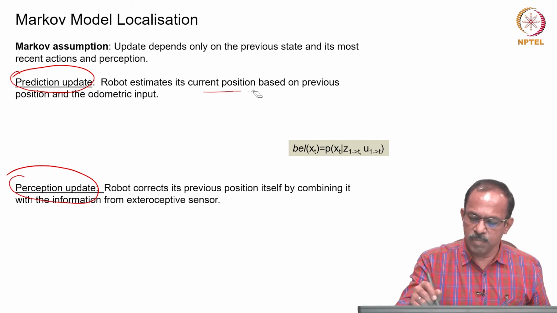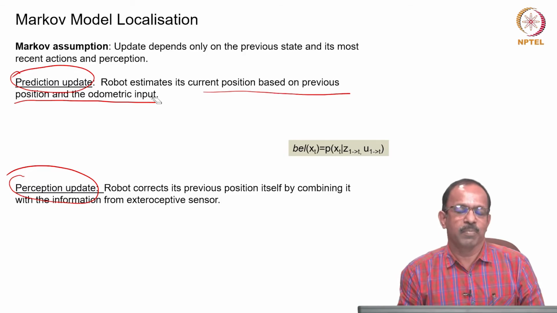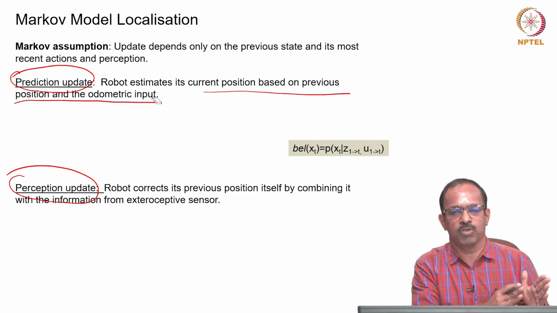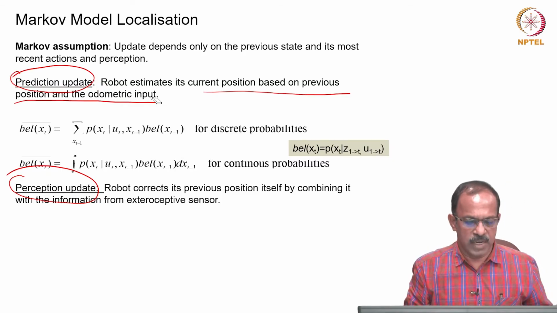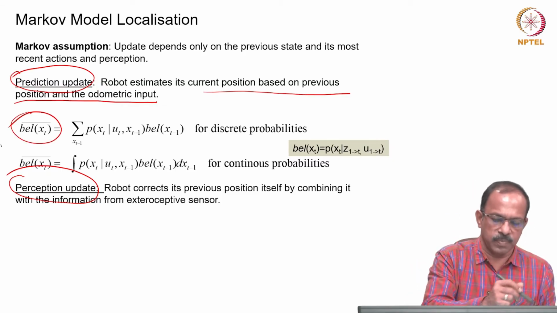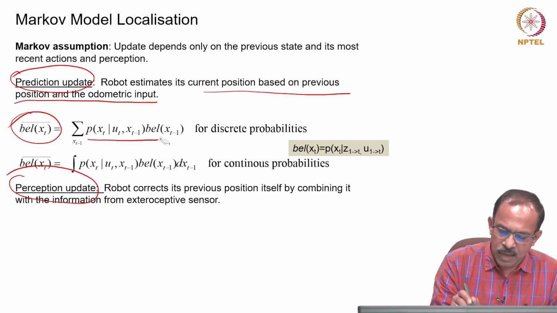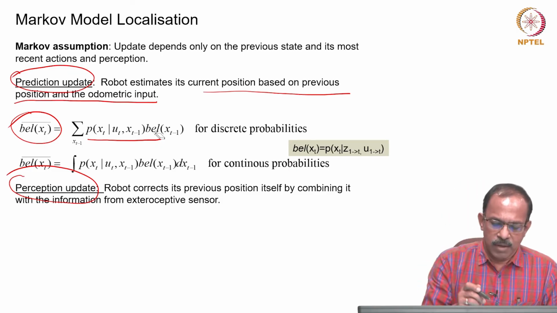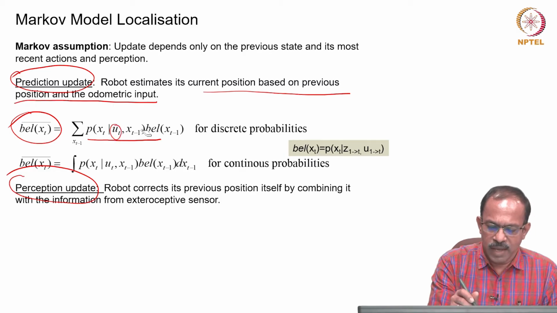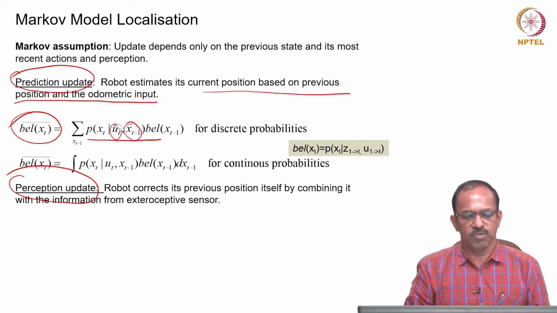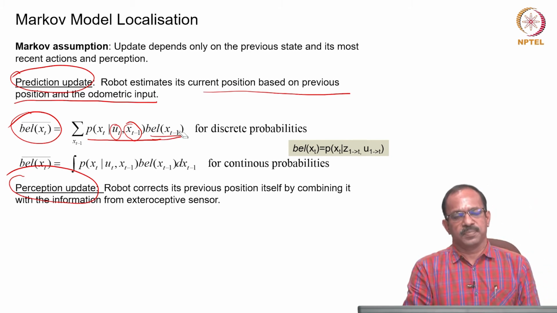The robot estimates its current position based on the previous position and the odometric inputs. So, based on the previous position and the control input, or the odometric input, what is the new position? That is basically the prediction update. So, the belief bar xt can be obtained as the total probability of the robot being at xt, provided ut is given and the previous position xt minus 1 is known, and the previous belief state xt minus 1 is also known.